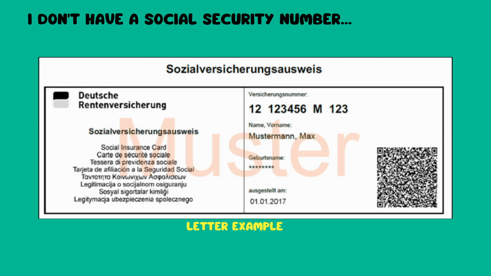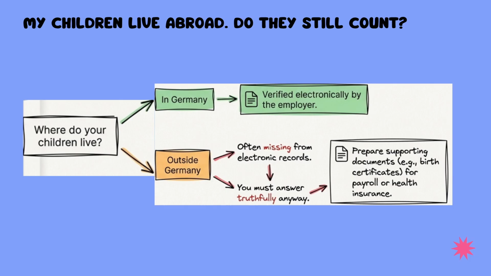Instead, make sure you've already chosen your health insurance provider. Question number 3. My children live abroad. Do they still count? Many onboarding forms ask whether you have children. Why does payroll ask this? Because it affects your long-term care insurance contribution. Generally speaking, employees without children pay a little more. Employees with children usually pay less.